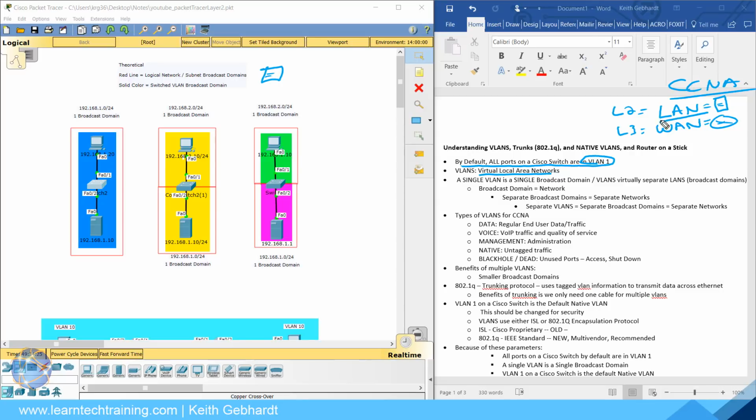So we have these local area networks, all right? Now, a single VLAN, being a local area network, is a single broadcast domain. VLANs virtually separate local area networks within this broadcast domain. Another way to think of this is a single broadcast domain is a single network. They're both the same thing. When you think of a different network, they're the same broadcast domain.